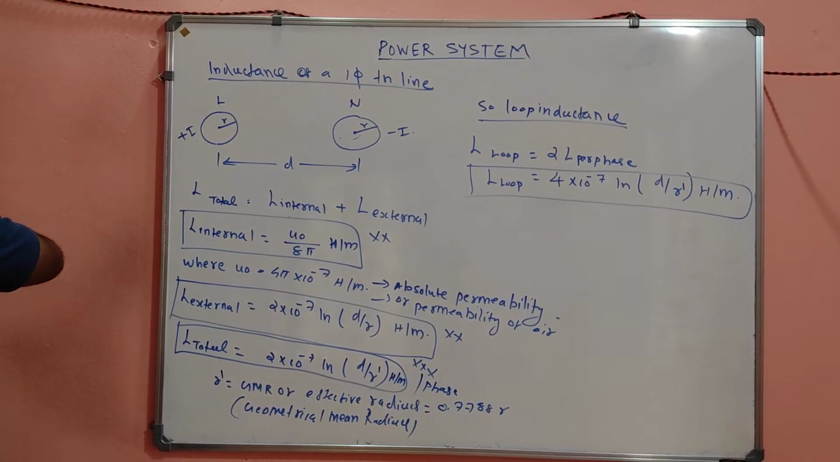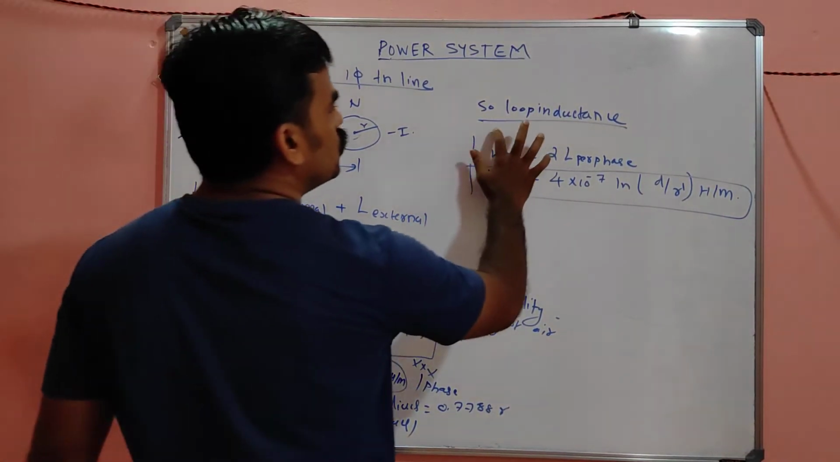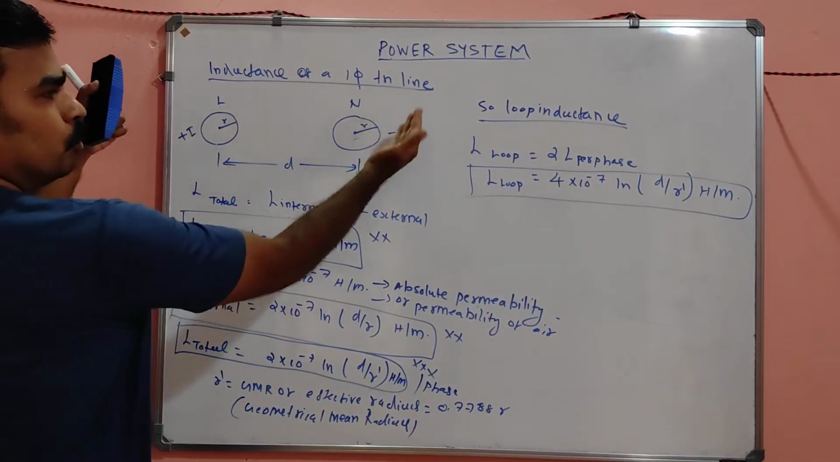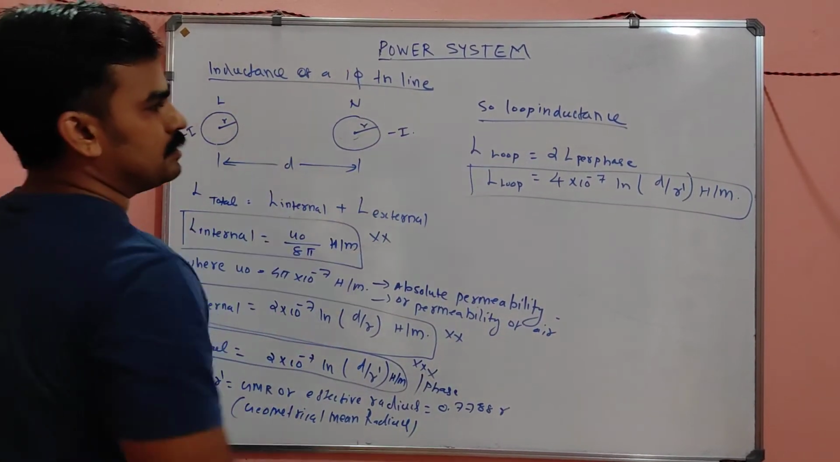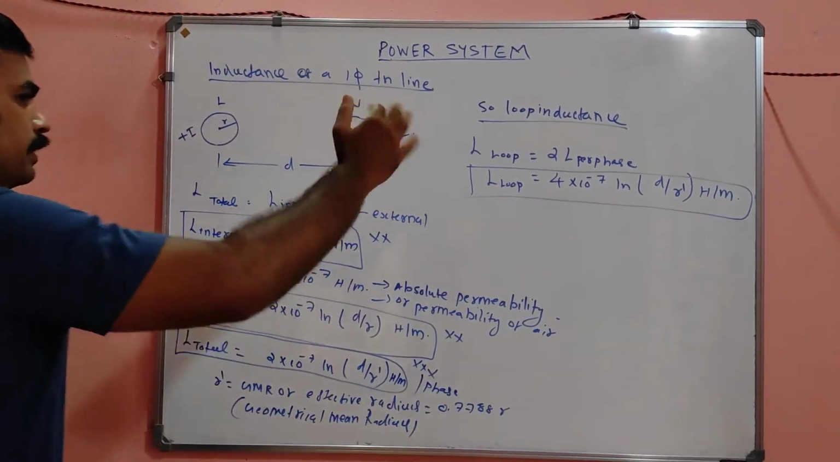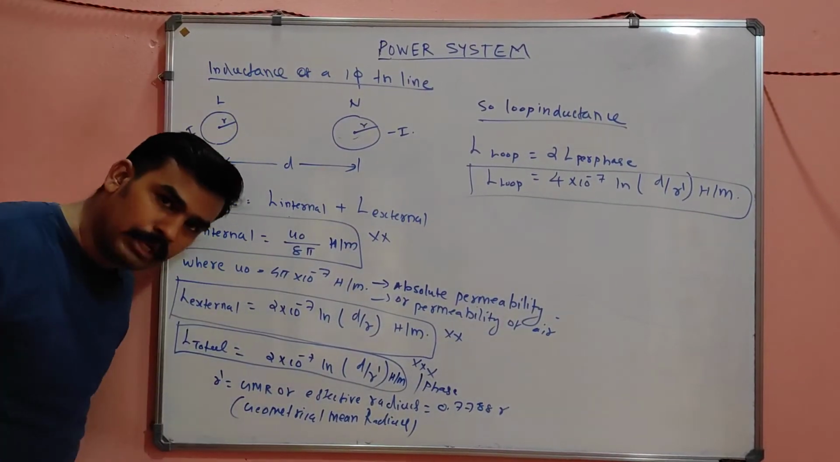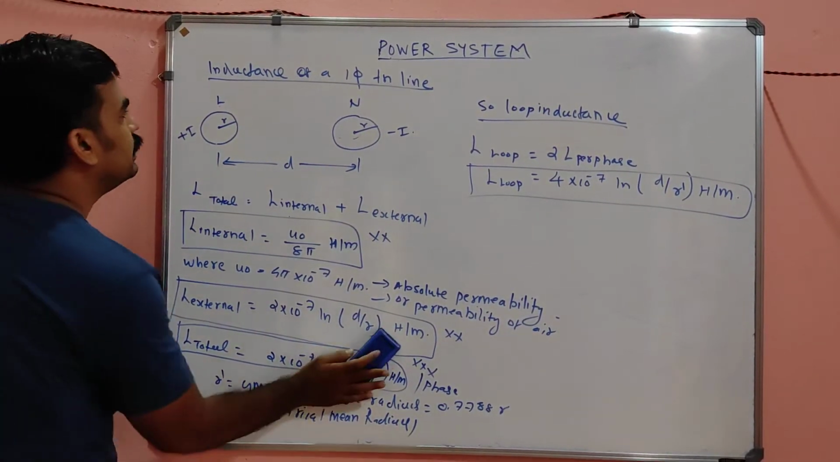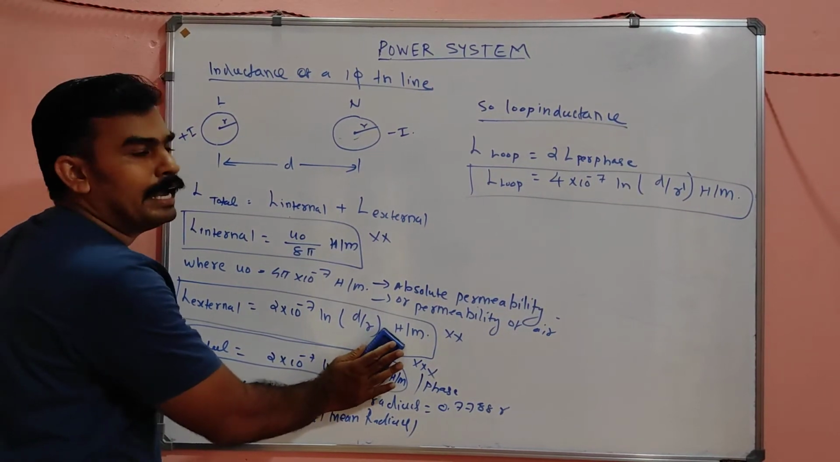So the total inductance of the transmission line is nothing but, my dear, loop inductance. That means this one plus this one. That is nothing but 4 into 10 raised to minus 7 ln d by r dash Henry per meter. That's all. If you have any doubt, my dears.